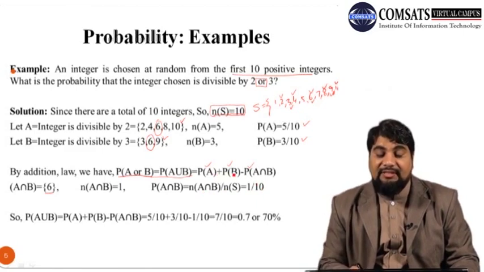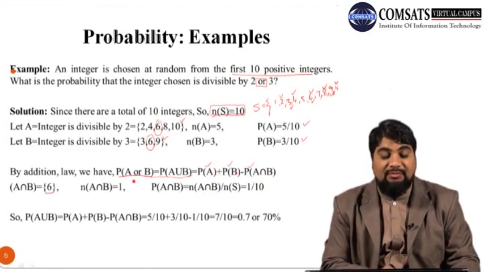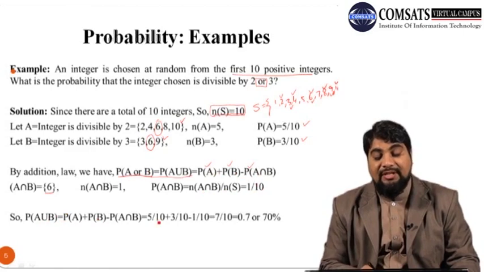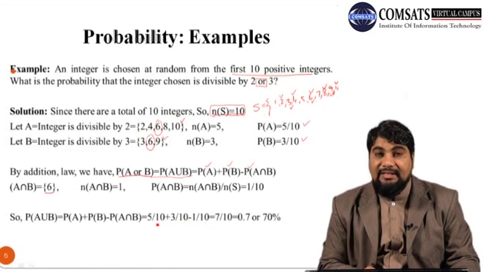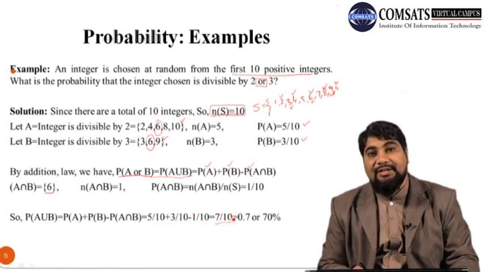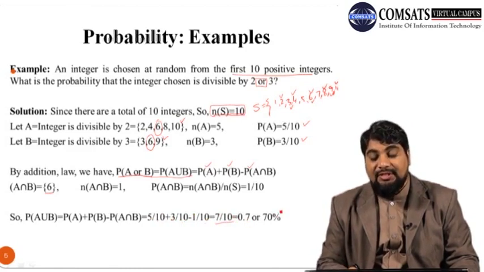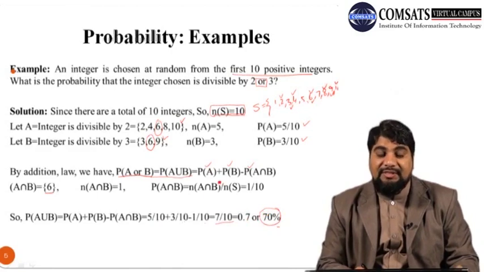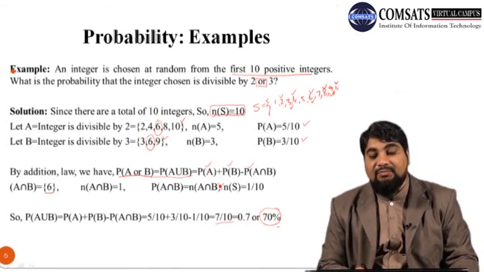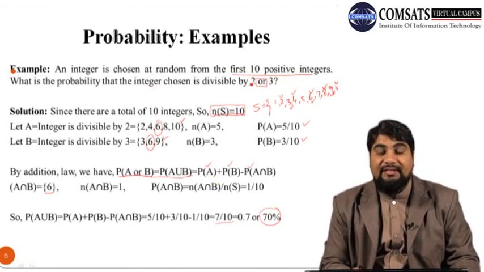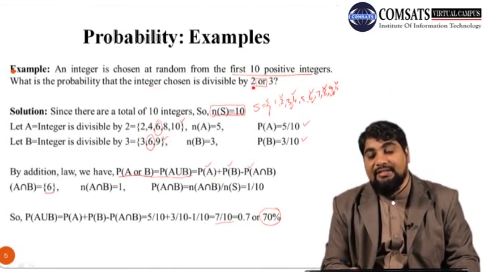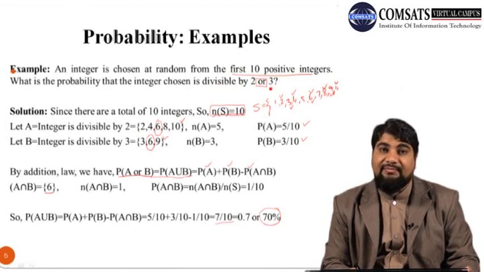Once you have all these probabilities, just use this formula. P(A union B) is 5 by 10 plus 3 by 10 minus 1 by 10, where 10 is the LCM. So 5 plus 3 is 8, minus 1, you get 7 by 10, which is 0.7 or 70%. So it means there is a 70% chance, or 70% probability, that the chosen integer is either divisible by 2 or divisible by 3.